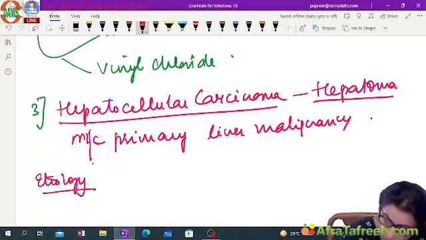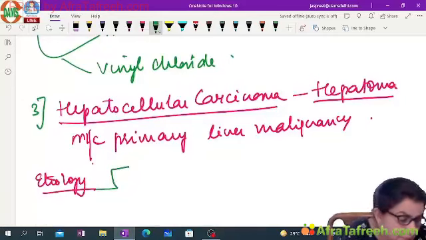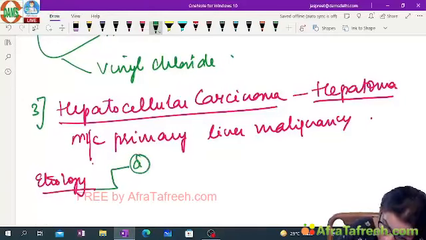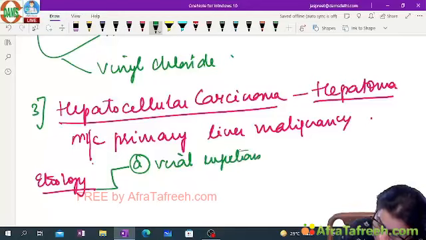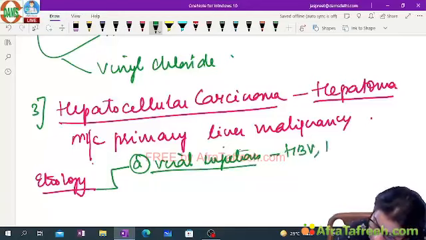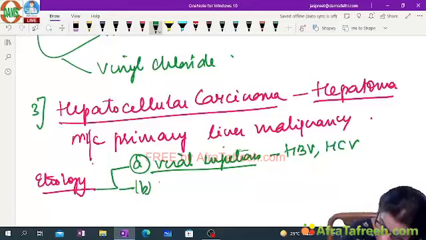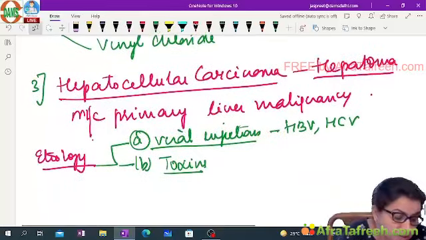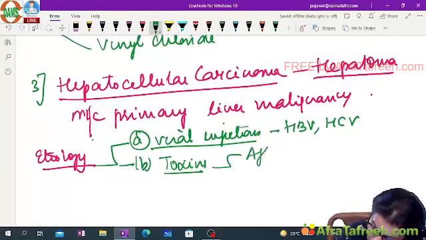Etiological factors for hepatocellular carcinoma. Number one, viral infections of the liver can lead to hepatocellular carcinoma, like hepatitis B virus, very important, and hepatitis C. Second, toxins can damage the liver and produce hepatocellular carcinoma. Very important is aflatoxin.